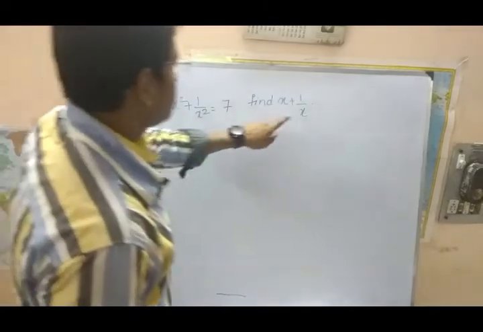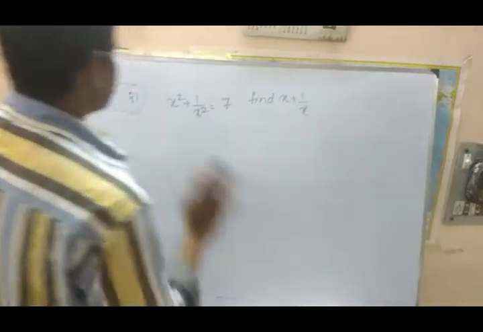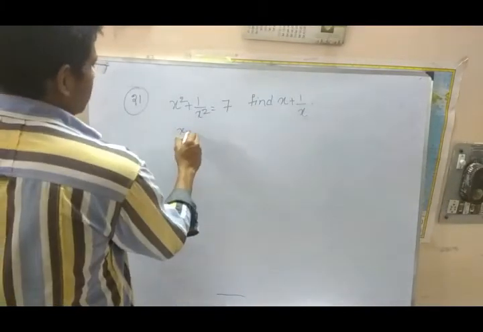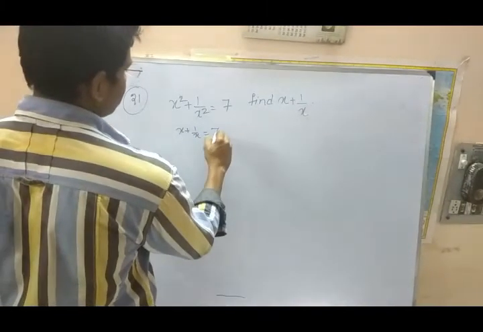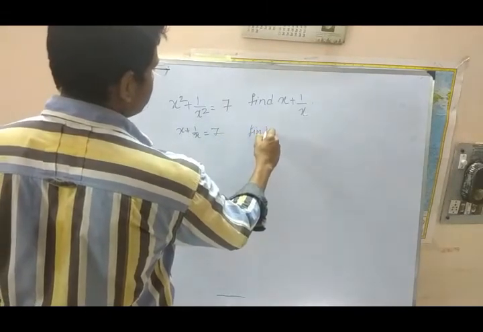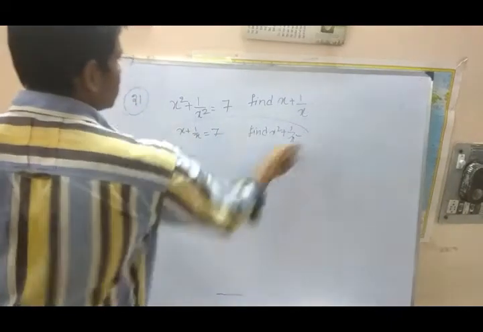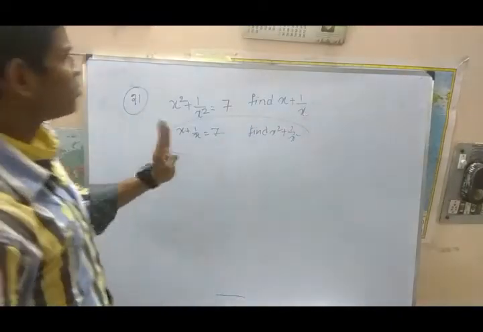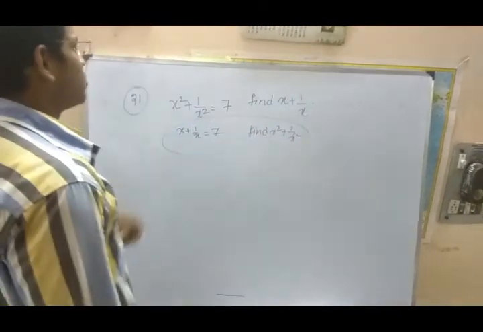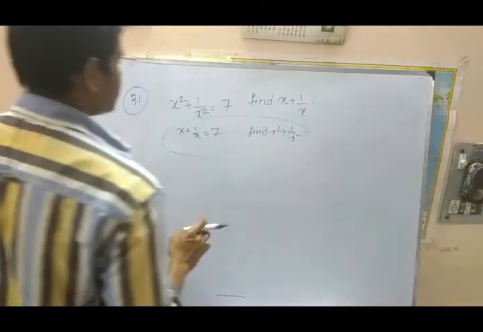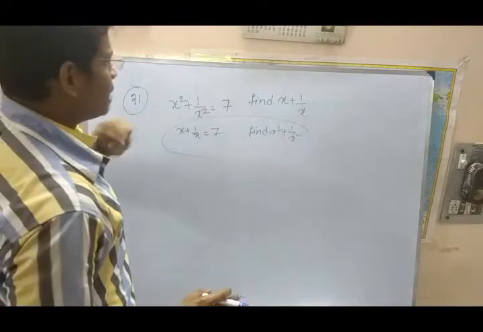So what we need to do? What do you think about the question? Till now we got x plus 1 by x, something 7. They asked us to find x square plus 1 by x square. This is the thing which we have done till now. See them. The same they gave in the reverse form. So first we will start with this x plus 1 by x. I will just explain you how this can be solved.